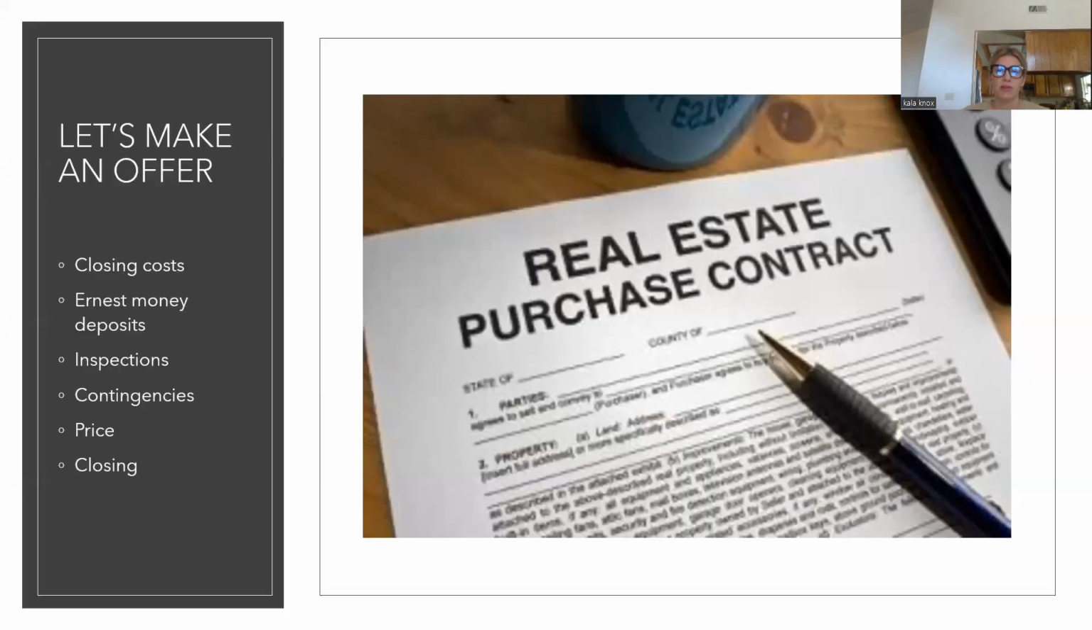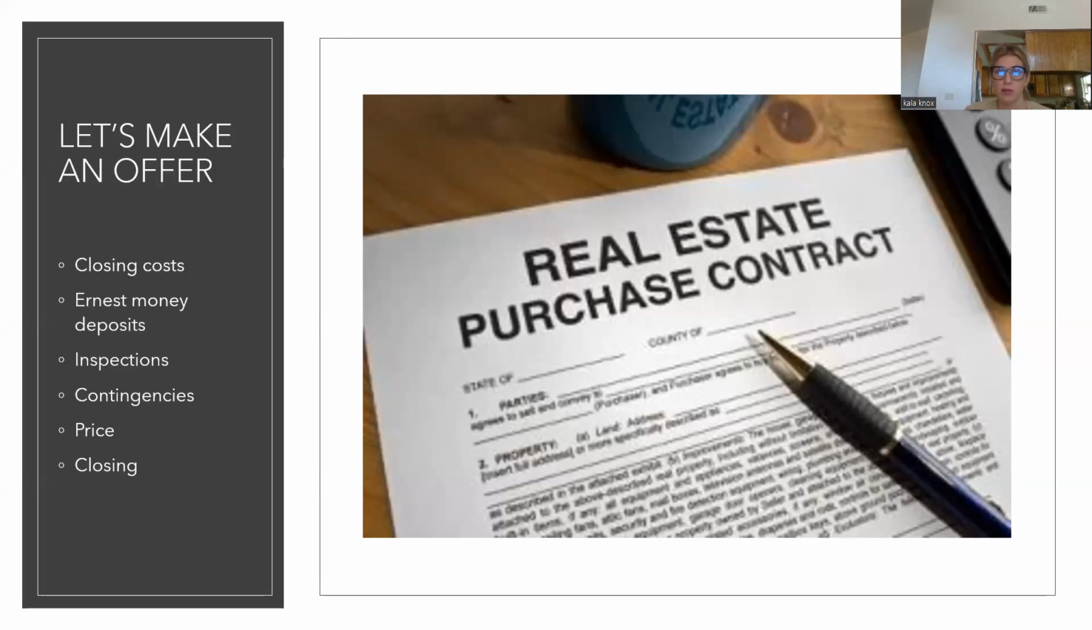So this is the real estate purchase contract. You're going to sit with your agent and fill this out. Very, very important, because if the other party accepts this offer, this is what it's going to go off of. So knowing what the closing costs are: is that going to be split between the buyer and the seller? How much is the deposit? The deposits typically go off a percentage of the purchase price of the home.